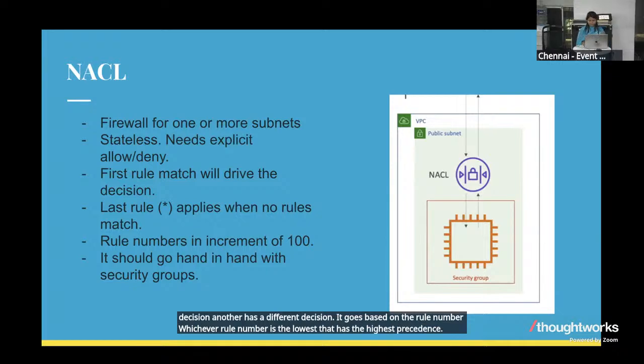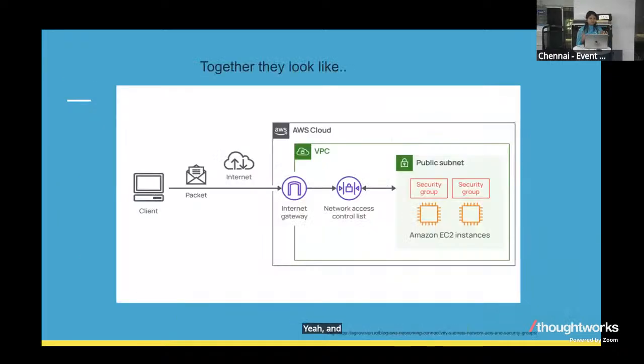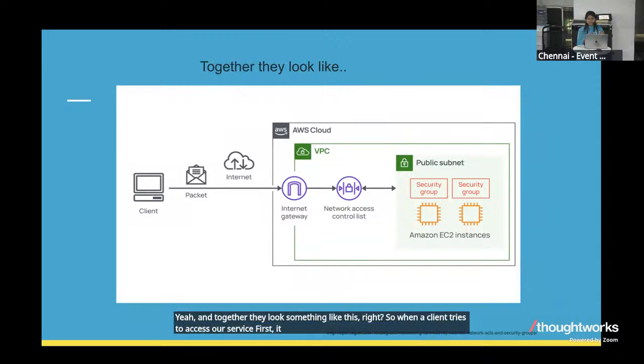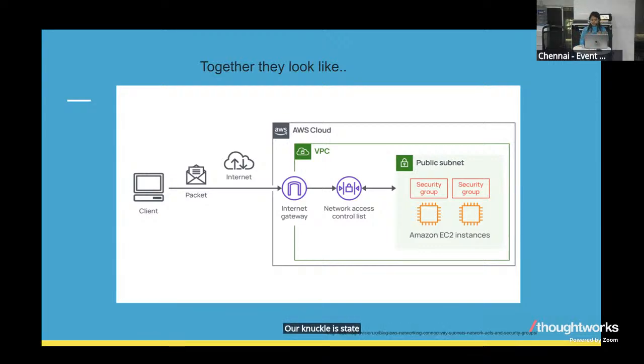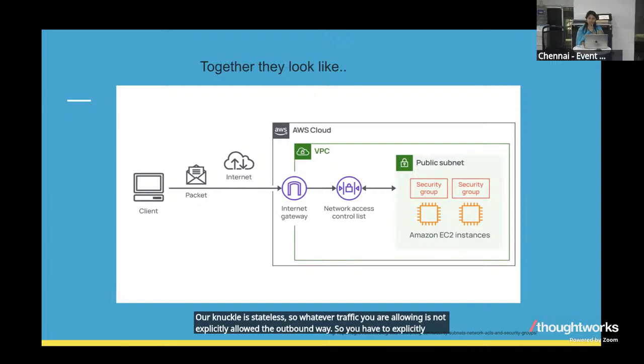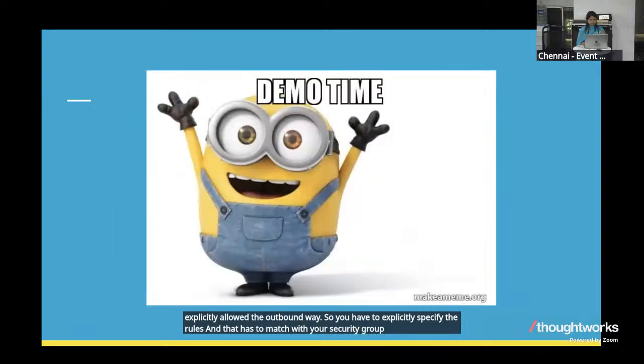Together they look something like this, right? When the client tries to access our service, first it crosses the internet gateway to reach the NACL, and you can see that there is further filtering from the security group. NACL is stateless, so whatever traffic you are allowing inbound is not automatically allowed outbound. You have to explicitly specify the rules, and that has to match with your security group configuration as well.